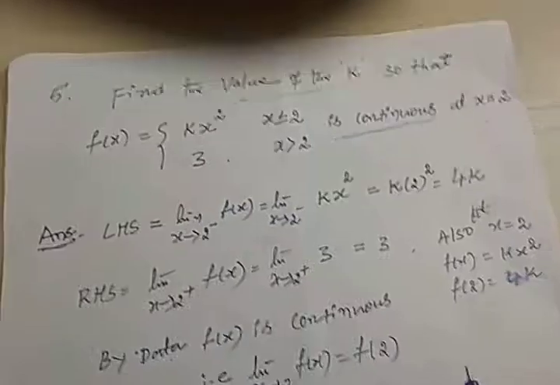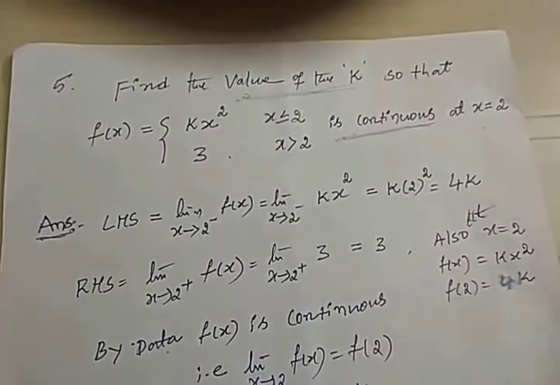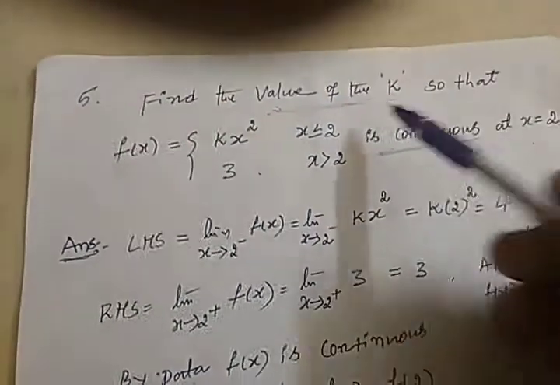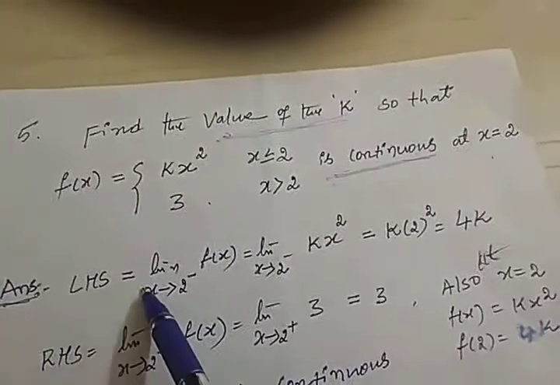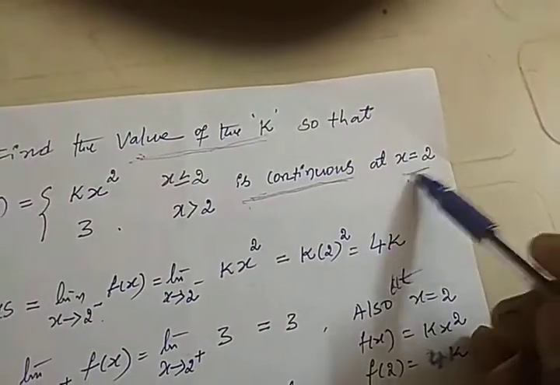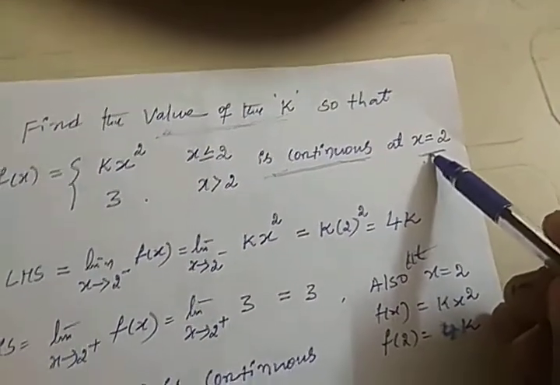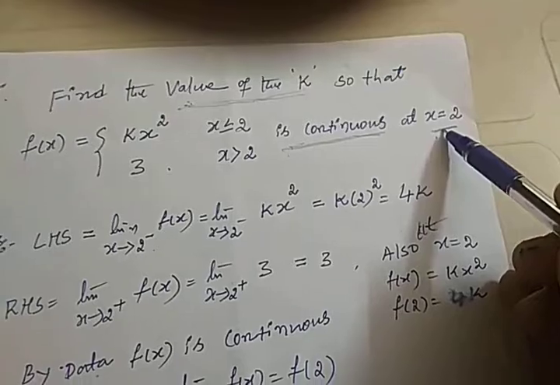left hand limit, right hand limit and functional value all are equal. To estimate k, we have to find out the left hand limit, right hand limit and functional value. Let us take the limit as x tends to 2, because the function is continuous at 2. In the neighborhood of 2, we have to find out the limit of this function.